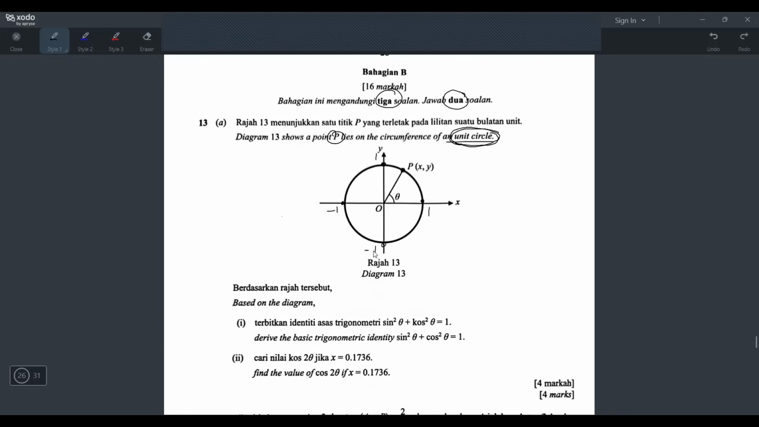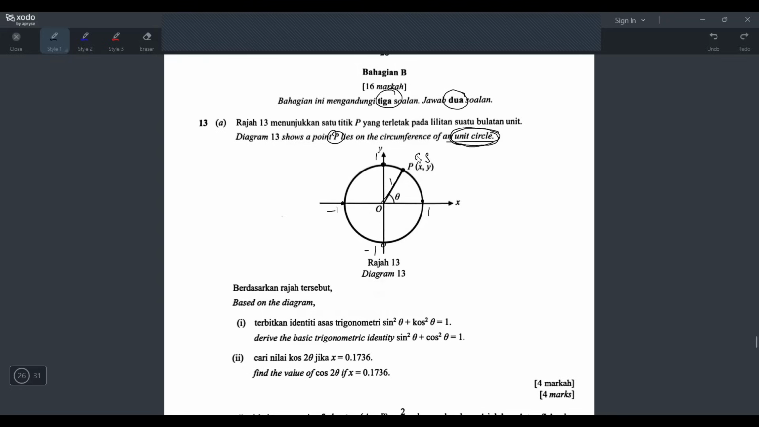If it is below the 0, you have to put negative also. And guess what? The OP line is also 1 unit because it's a unit circle, right? And there is one more thing you can do if it's a unit circle. You can go to the x coordinate and write C, and go to the y coordinate and write S, all right? Because if it's a unit circle, any point on the circumference of the circle will give you the cos theta answer and the sin theta answer.